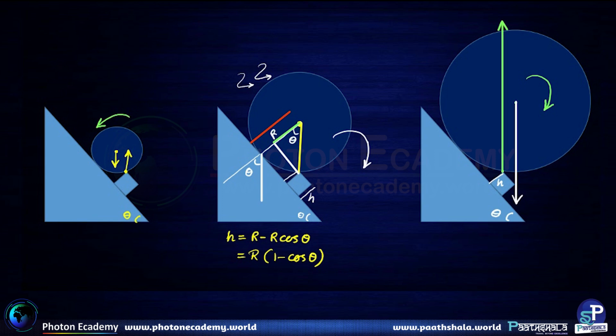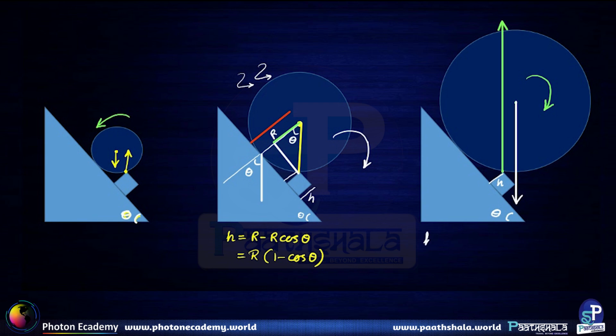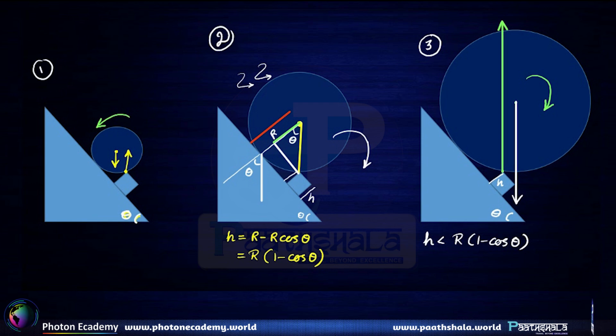So herein we can say that since the radius of the object is large, this angle theta remains as it is, since the angle theta is the same in all the three cases. Since the radius of the object is large, we can say that here h is going to be less than the critical value, which is r(1 minus cos theta), because r is large. Let us say this is the third case, this is the second case, and this is the first case.